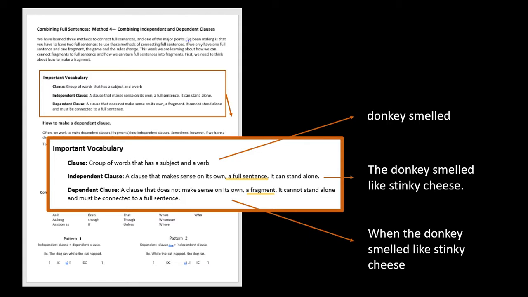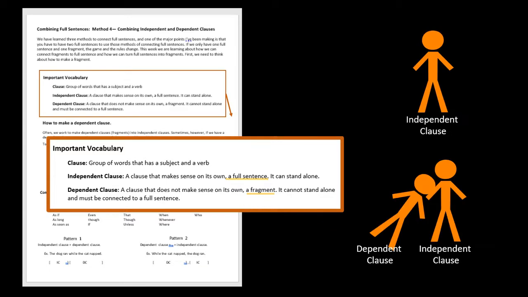And I want you to pay attention to the idea of independent and dependent. It's like independent and dependent people. An independent clause is strong, it can stand all by itself. A dependent clause, like a dependent person, depends upon something or somebody else to hold it up. So with dependent clauses, fragments, it depends on a full sentence or an independent clause in order to stand.